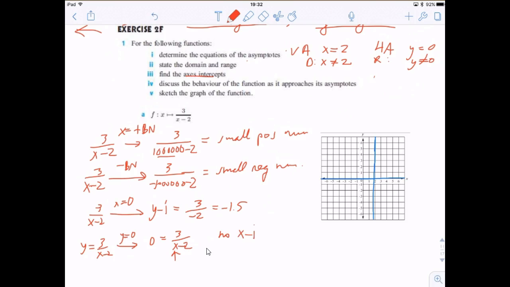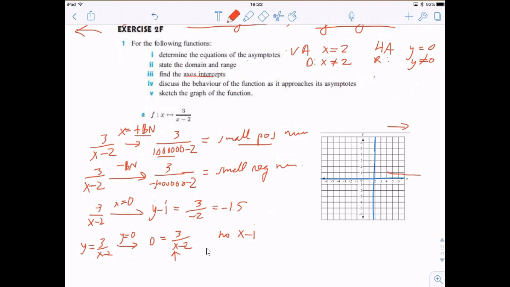All right, discuss the behavior of the function as it approaches its asymptotes, and sketch the graph of the function. We can do those both at the same time. So, for example, we already know that if we put in a big positive number for the function y equals 3 over x minus 2, we get a small positive number. So that means as we go out to the right, we are going to have a small positive number. We're going to approach the asymptote y equals 0 from the top, okay?